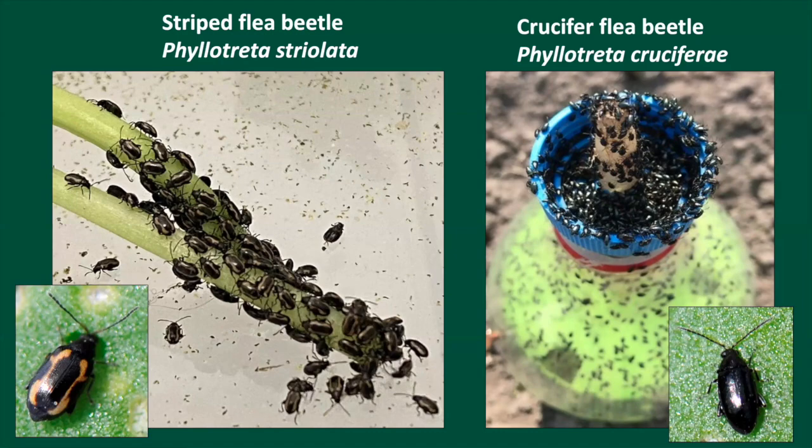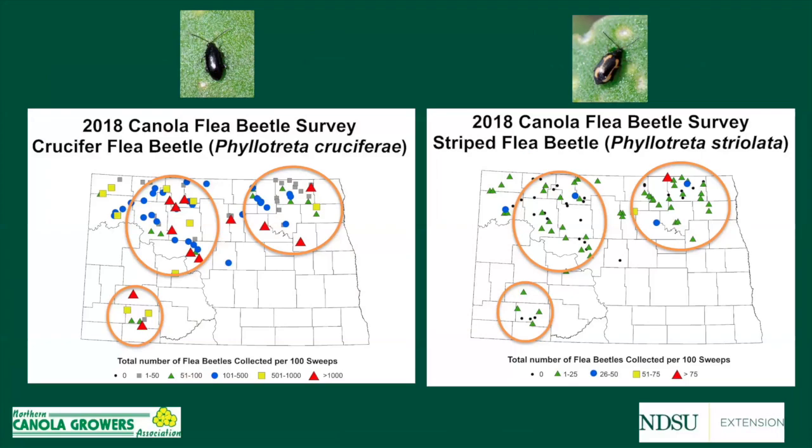Now, both these beetles have the enlarged hind leg that they use for jumping. And you can use this behavior of jumping around in the canola field as a means to identify flea beetles. We did quite a bit of survey work. 2018 was the last year we surveyed for the flea beetles in the canola swath.